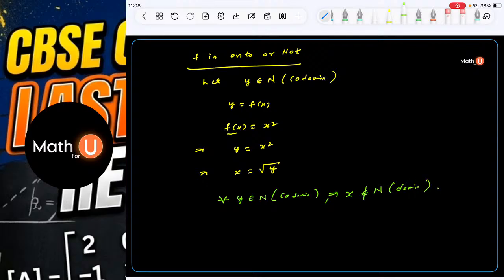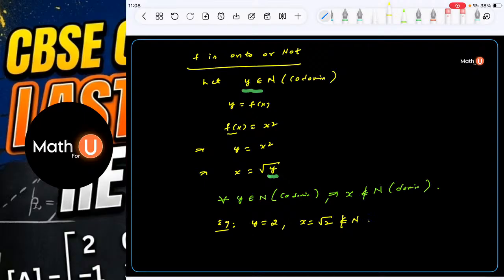Why? Because y is nothing but natural numbers, right? In place of y you can substitute any values. For example, if y is equal to 2, then x is equal to root 2 we get. Understood? But root 2 does not belong to the natural numbers.